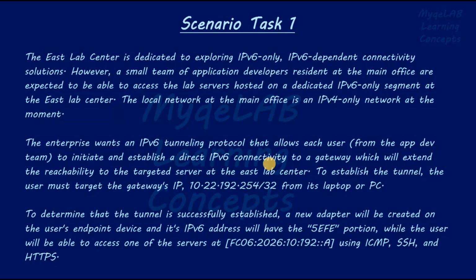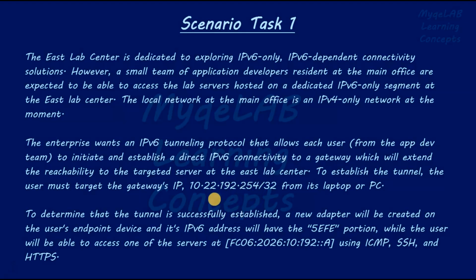So this task wants the team to establish a particular connection between the main office and the East Lab environment. And how they want this to happen is such that a team of application developers, it's a small team as specified, they need to initiate the connection between their laptop or their endpoint device towards a specific gateway, which is running on IPv4 address as specified here. And we saw that IP in one of the documents that was revealed previously. We will take you back to it.